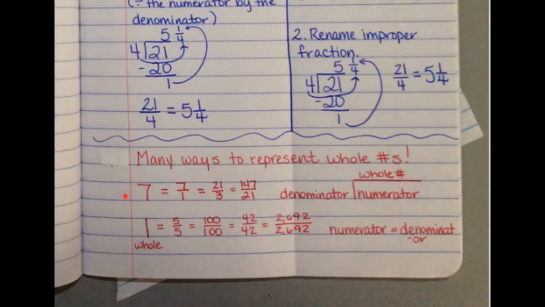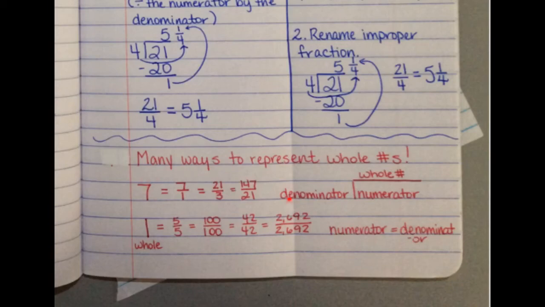Now, I don't want you to get what we're doing today confused with what we were doing last week. Last week we were talking about one whole, when we would borrow one whole from a mixed number and change it into a fraction. Remember, if you're talking about the one whole, the numerator must equal the denominator. So we could have 5/5 or 100/100, 42/42, 40/40. If we had 2,692 over 2,692, this would all equal 1 because the numerator and the denominator are equal.